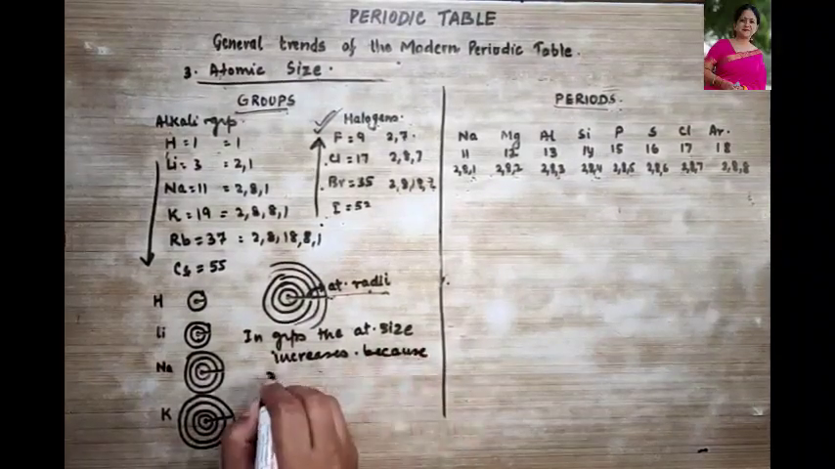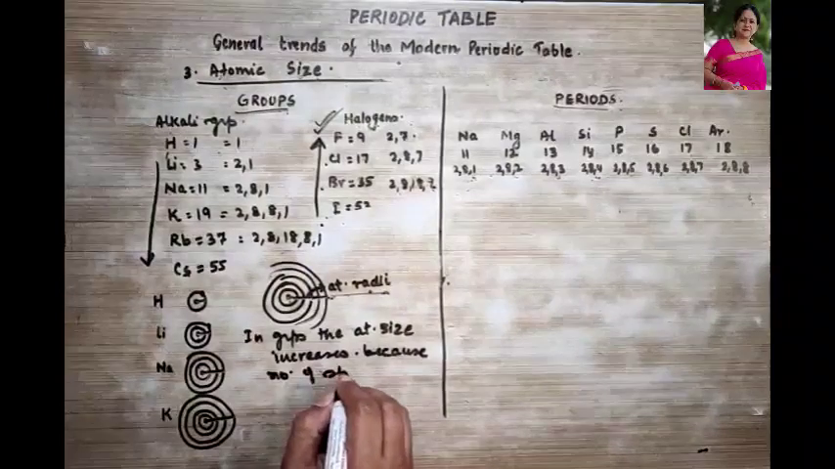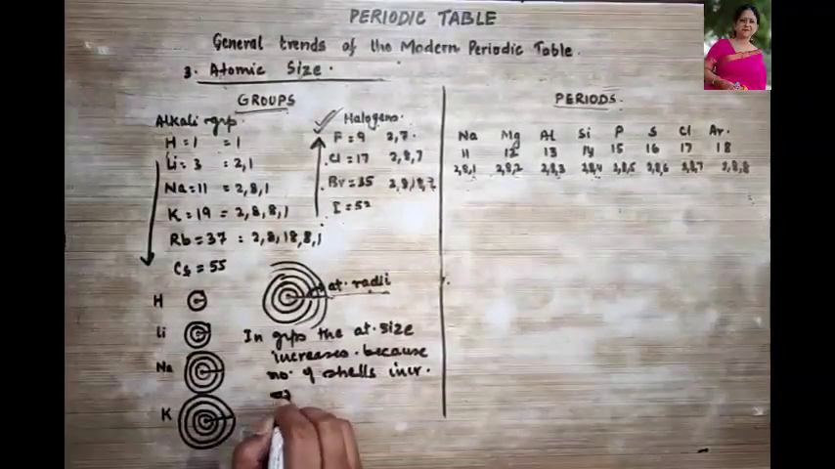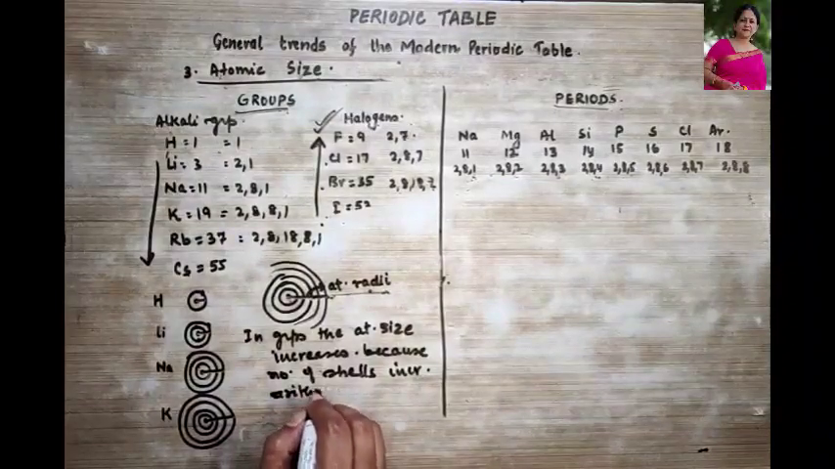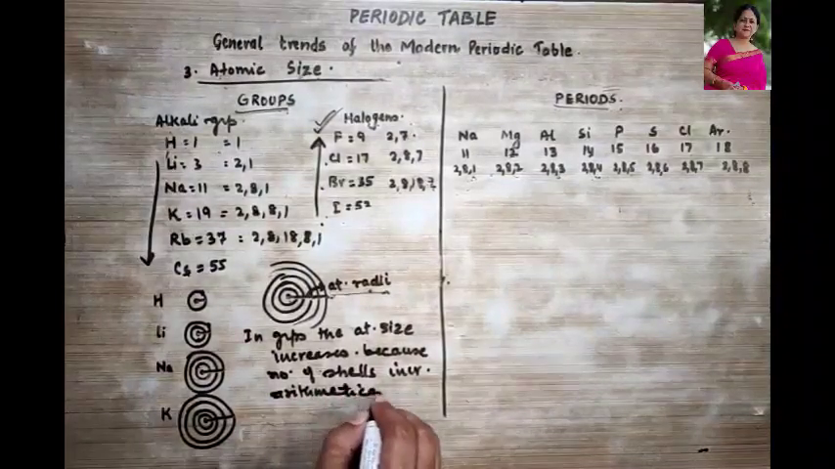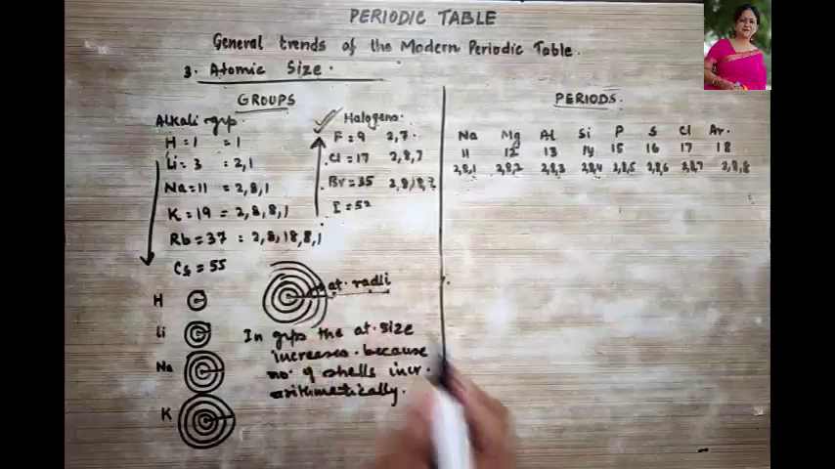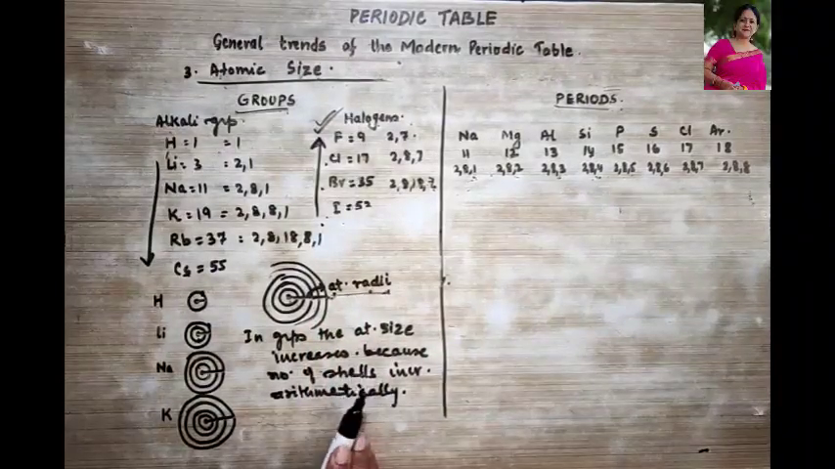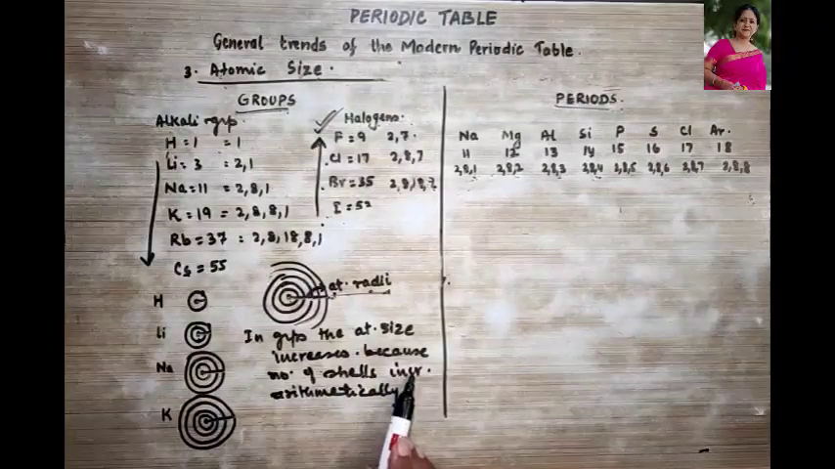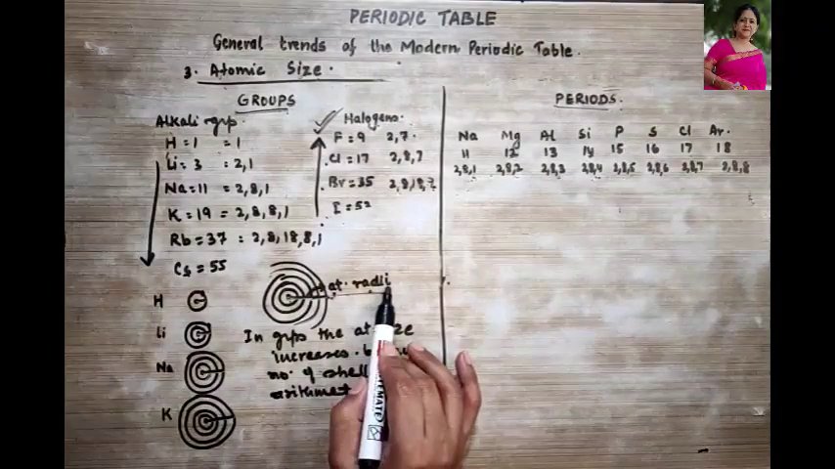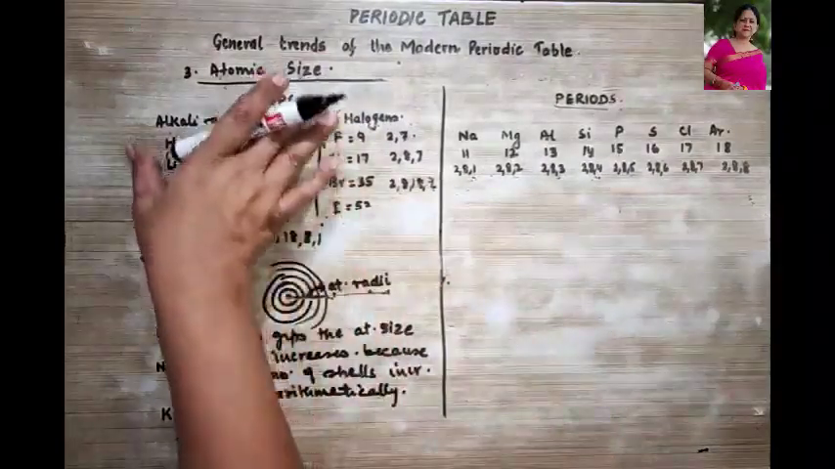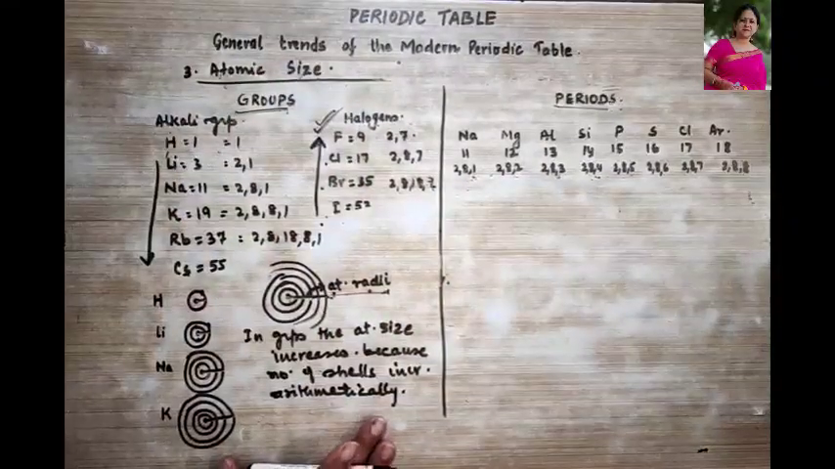Because number of shells increase, due to which atomic radii increases, hence atomic size also increases. This is what we study in groups.